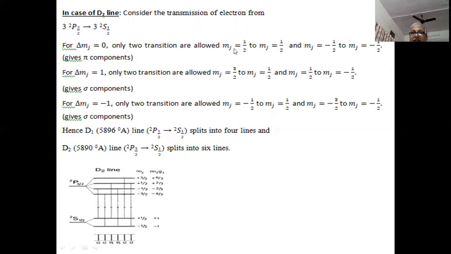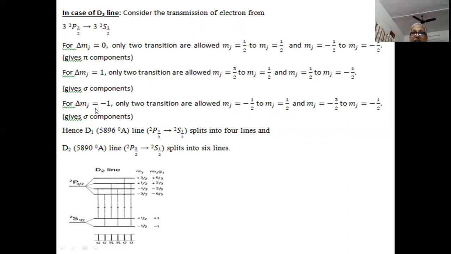And other components give delta Mj equal to 1. Change in Mj value is plus 1. Only two transitions are allowed, for Mj equal to 3/2 to Mj equal to 1/2, and Mj equal to 1/2 to Mj equal to minus 1/2. And this gives the sigma component.